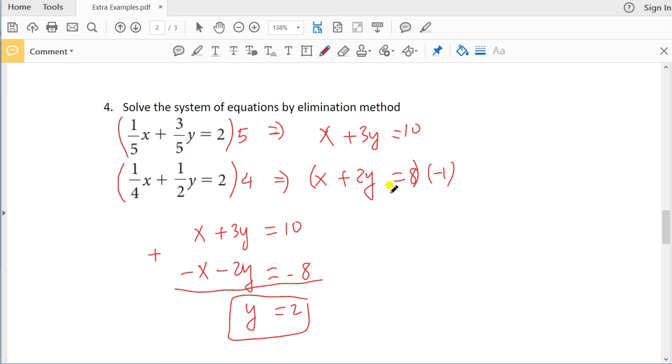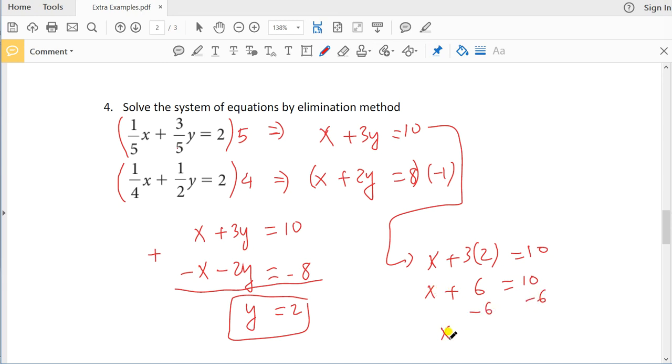Now you want to solve for x. How do I solve for x? I can go back to the two equations here and then pick one equation. Let's just pick this one here. I have x plus 3 times y, and y now is 2, equals 10, or x plus 6 equals 10, and you solve for x by subtracting 6 on both sides. x equals 10 subtract 6, or 4. So the ordered pair solution is x is 4, y is 2.